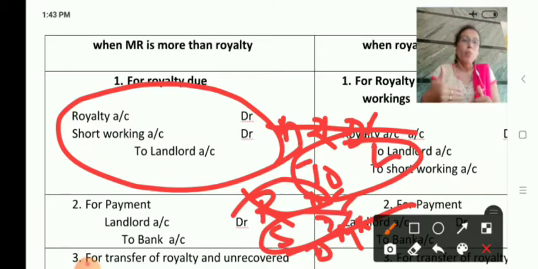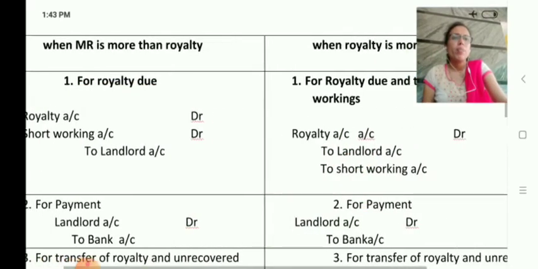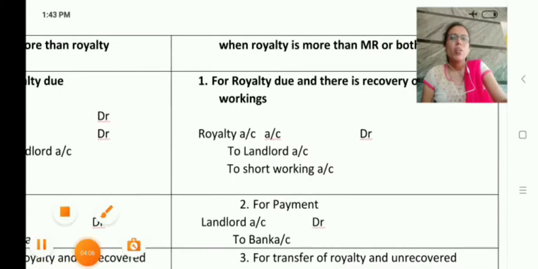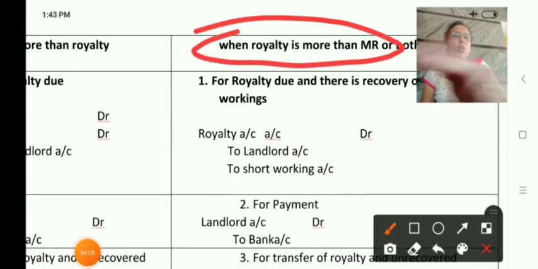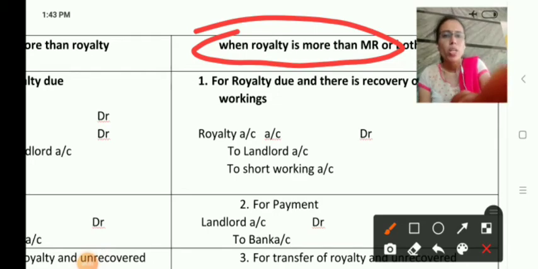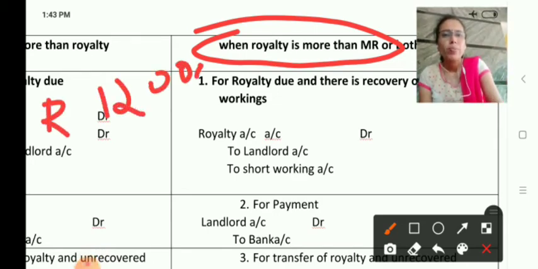This entry is to be passed when the minimum rent is more. Suppose royalty is more. Here in the working table, see, I have stated here when the royalty is more than minimum rent. Let me take one more example. Royalty is 1,20,000, okay, and minimum rent is 1 lakh.